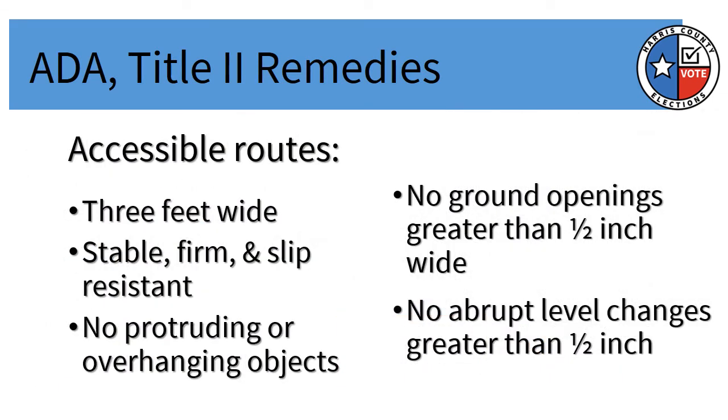All accessible routes, both inside and outside the vote center location, must meet certain requirements. The accessible route has to be at least 3 feet wide, stable, firm, and slip resistant. That means it can't include gravel or grass. It should have no protruding or overhanging objects, no abrupt level changes greater than 1/2 inch, or openings along the route greater than 1/2 inch. As mentioned earlier, these requirements are initially checked by Harris County staff. Your job is to ensure that the remedies are implemented properly according to your checklist.